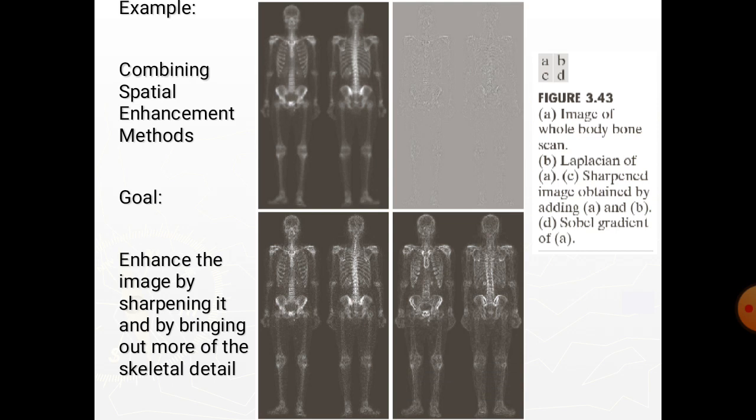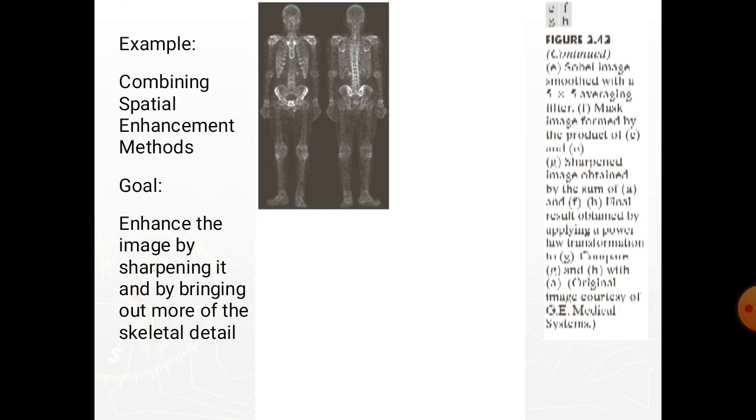Now figure D shows a Sobel gradient of the original image, computed using the equation, where components Gx and Gy were obtained using the masks in figure D and E. So here is figure E. As expected, edges are much more dominant in this image than in the Laplacian image.